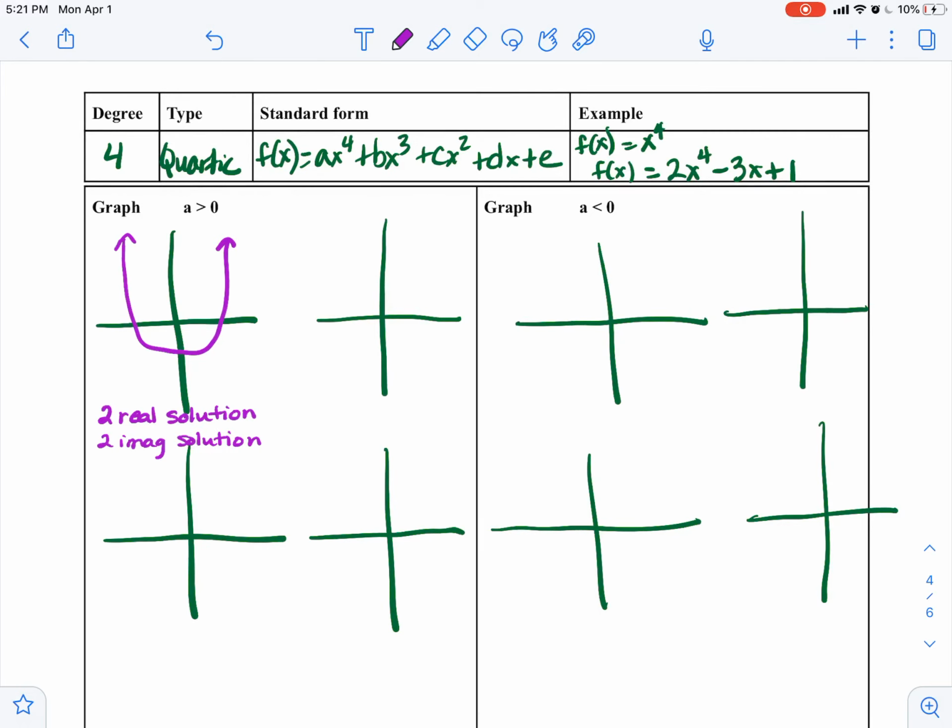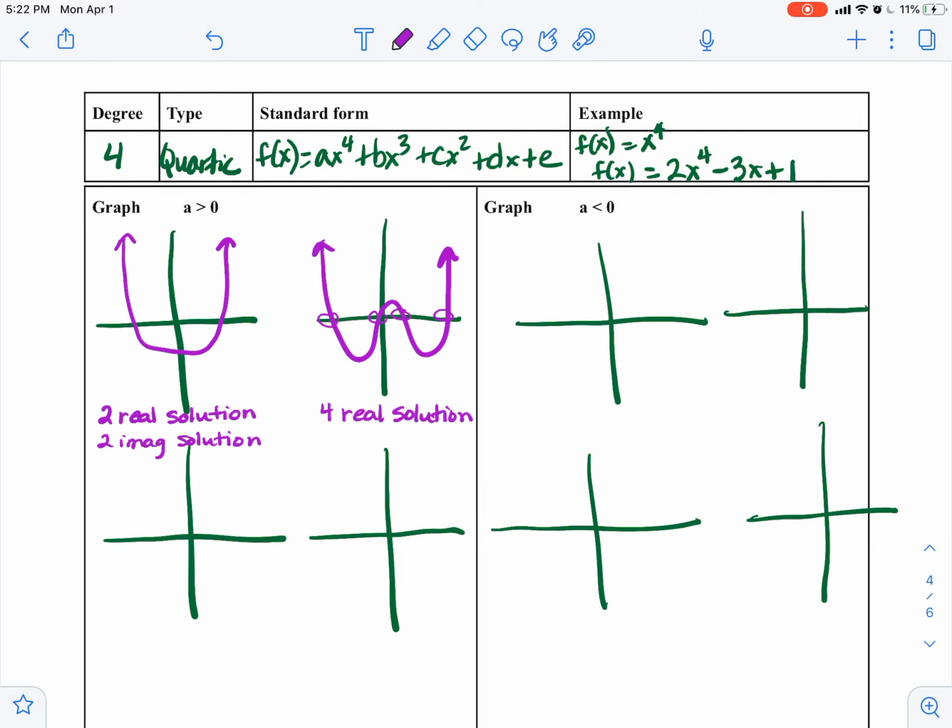The other one that you're going to see a lot is when it kind of comes down like this. I kind of call it a W. And in this case, we've got 4 real solutions. So you can see all 4 places where it crosses. 1, 2, 3, 4. And so when you factor, this would be factored maybe by grouping and then factored again. So you would end up with 4 real solutions.